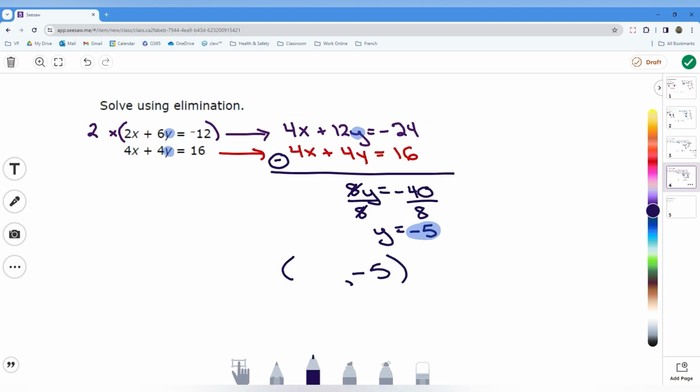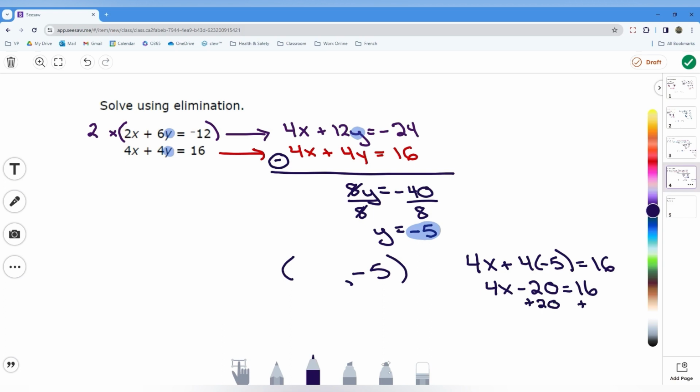It makes no difference. I'm going to go with equation 2. I'm going to put it into this 4x plus 4y. So 4x plus 4y, and y is now -5, is equal to 16. 4 times -5 is -20. Now I have a two-step equation. First step is to add 20 to both sides.